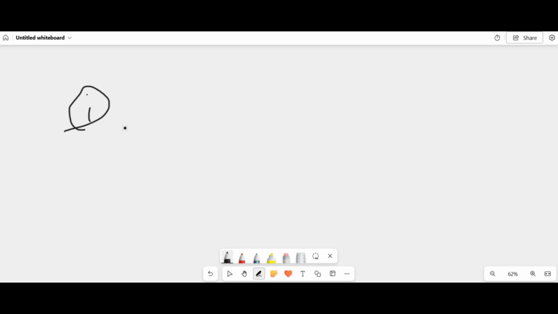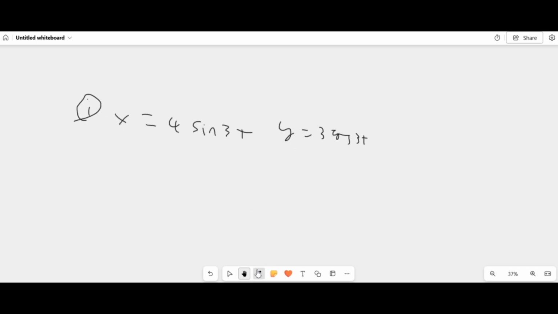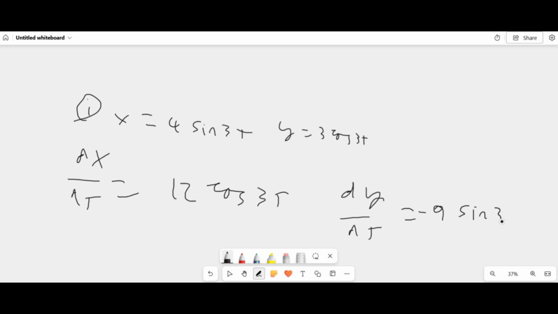So x is going to be 4 sin 3t. y is going to be 3 cos 3t. Obviously differentiate x here. If you differentiate x, we're going to find dx over dt. That's going to be, bring the 3 outside, 12 cos 3t, because differentiation of sine is cos. And then obviously dy over dt is the same thing. Bring the 3 outside, that's going to be 9, and then cos differentiates into minus sine, so minus 9 sin 3t.